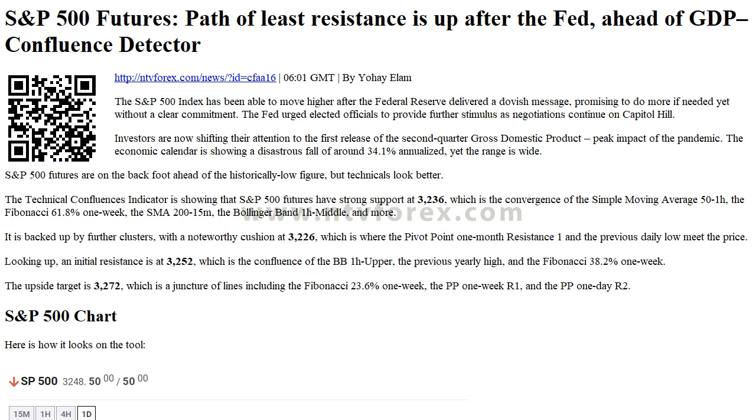Looking up, an initial resistance is at 3,252, which is the confluence of the BB1H upper, the previous yearly high, and the Fibonacci 38.2% 1 week. The upside target is 3,272, which is a juncture of lines including the Fibonacci 23.6% 1 week, the PP 1 week R1, and the PP 1 day R2. S&P 500 chart. Here is how it looks on the tool.